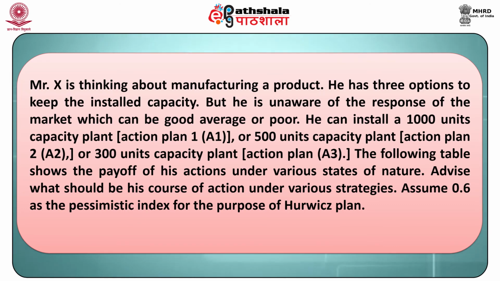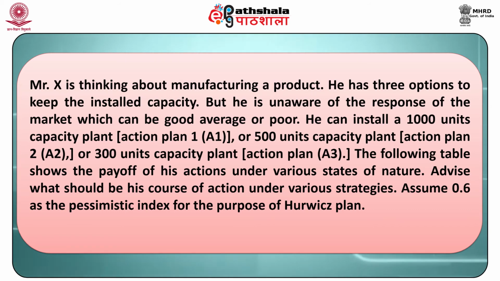Next is a comprehensive illustration. Mr. X is thinking about manufacturing a product. He has 3 options to keep the installed capacity, but he is unaware of the response of the market, which can be good, average or poor. He can install 1000 units capacity plant, action plan 1, A1, or 500 units capacity plant, action plan 2, A2, or 300 units capacity plant, action plan A3. The following table shows the payoff of his actions under various states of nature. Advice: what should be his course of action under various strategies?